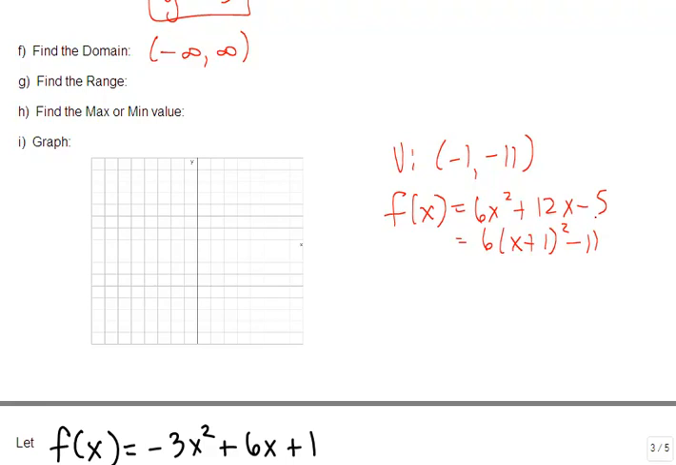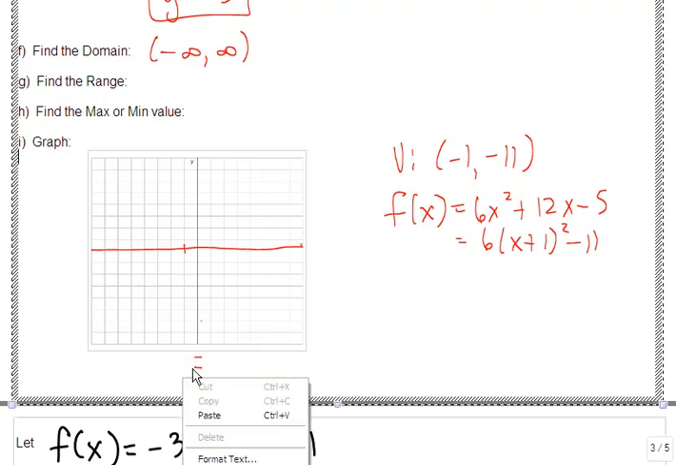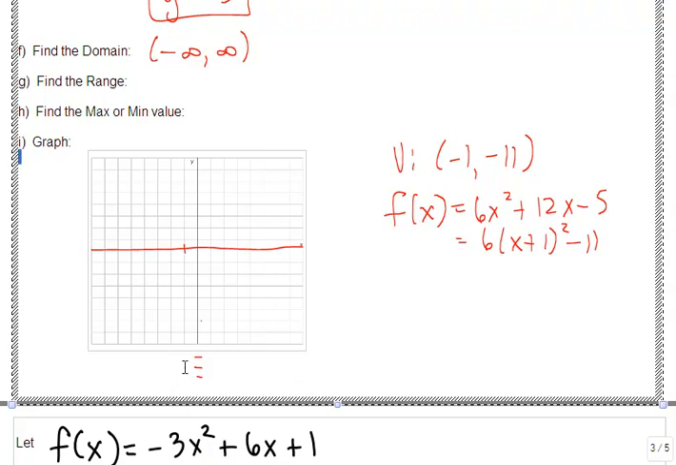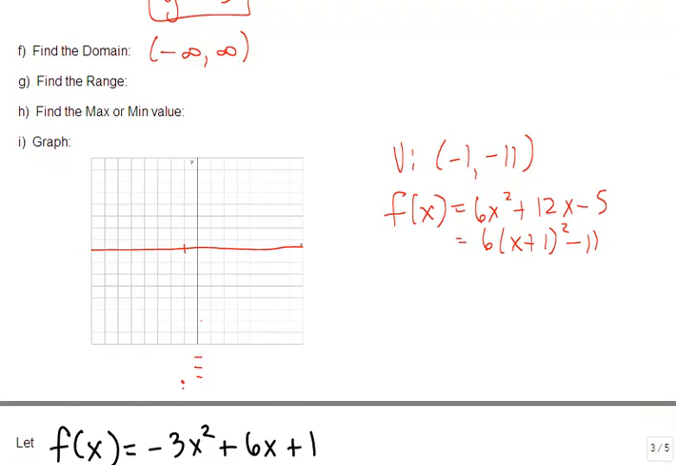So let's plot our vertex first. So we need -1, -11. I'm going to run out of space here on my grid, but it would be down here. And once I know where my vertex is, you need to look at that A. And in this problem, that A is 6. And that's going to tell you your pattern to use. Because it's positive, we want to point up.